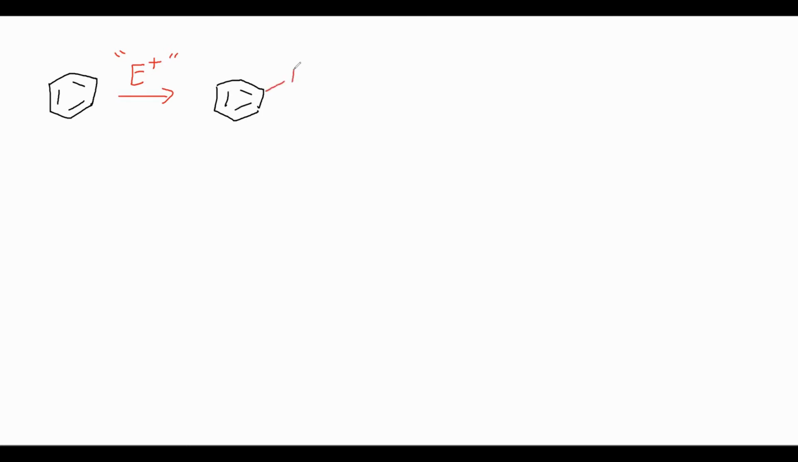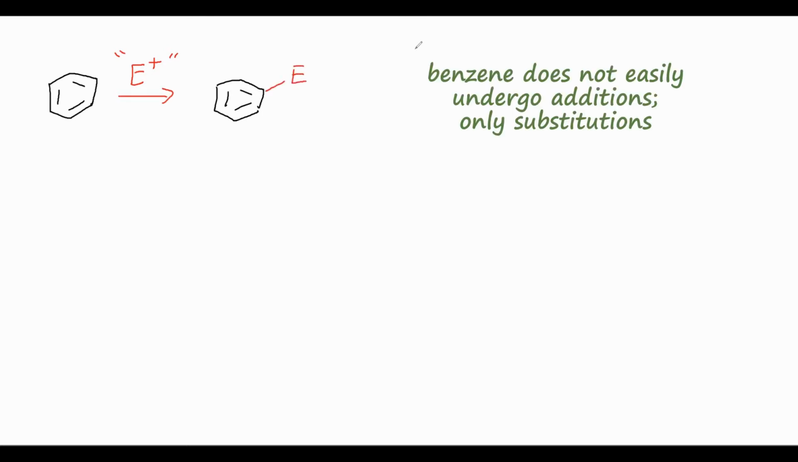So remember, that is why it's called a substitution reaction, and benzene does not very easily undergo addition reactions like we might have with normal alkenes. So I'm going to draw out the mechanism for this reaction using the generic electrophile, just E+, and after that we'll take a look at some ways to actually generate different types of electrophiles.